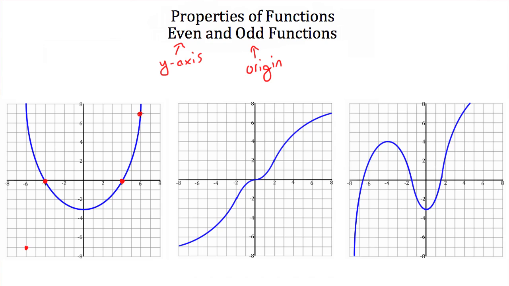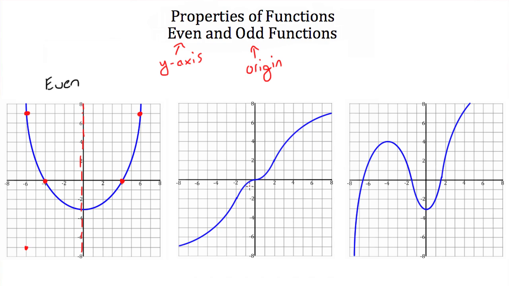If it's even, then I should be symmetrical across the y-axis. So this point is a distance of 6 from the y-axis, and if I go 6 the other direction from the y-axis, I should run into my graph, which I do. I can see that this parabola is symmetrical across the y-axis. So I would say that this is an even function.